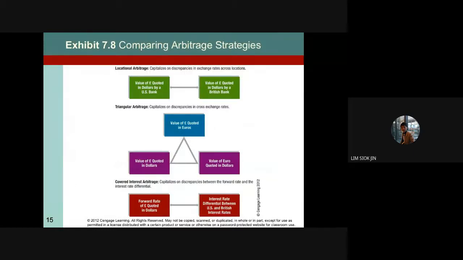So these are the three strategies of how to capitalize on the discrepancy. Locational arbitrage is the discrepancy between two locations. Triangular arbitrage is between three locations or three currencies, or what they call cross exchange rates. Covered interest arbitrage will depend on the discrepancies between the forward rate and the interest rate differential.